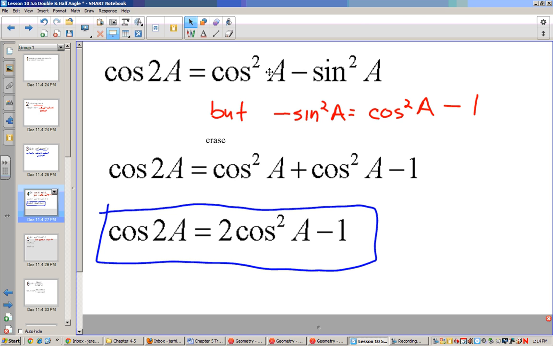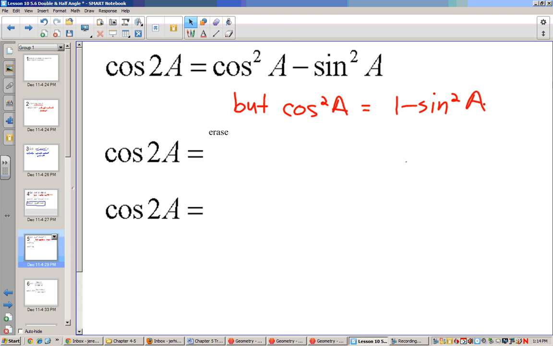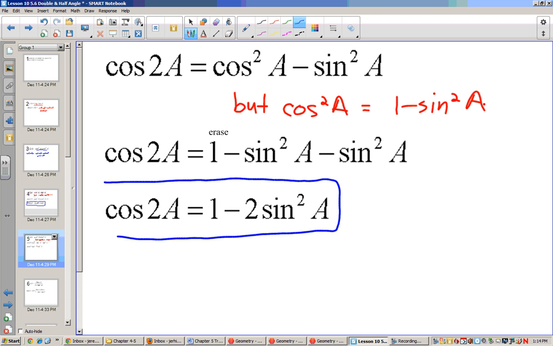And we can similarly do that for cosine. And what we would do is we would replace the cosine. So it would become 1 minus sine squared minus sine squared. So that would be 1 minus 2 sine squared a. So those are a couple different properties for cosine of 2a.